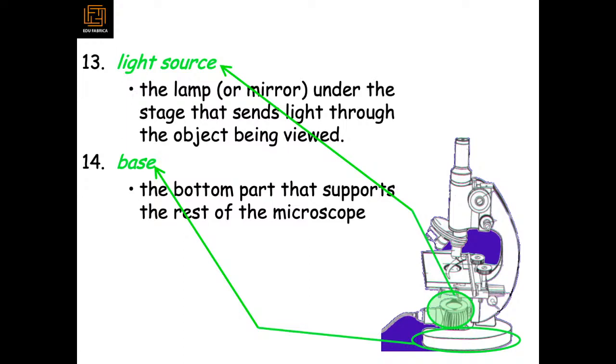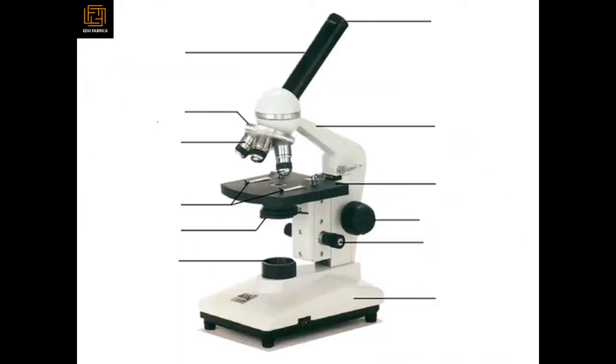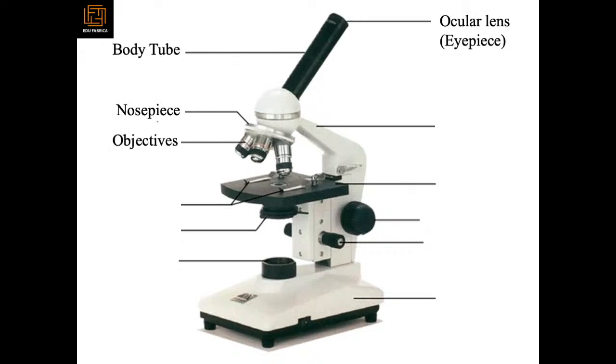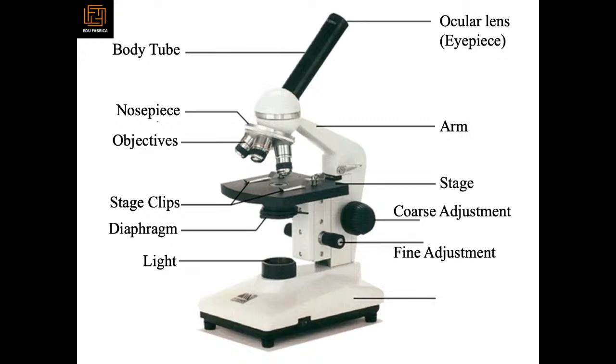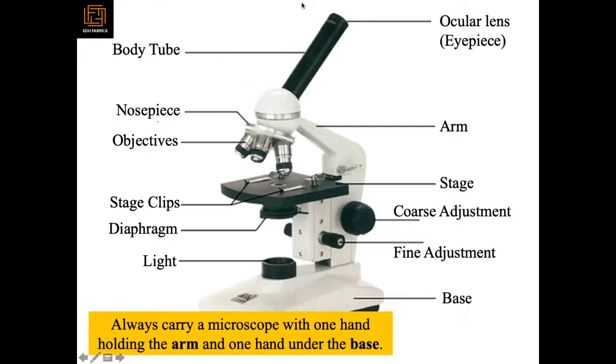Based on this microscope, all your advanced microscopes are made. So this is trivia now. What we have discussed, we will go through one by one. First is your ocular lens, then the body tube, nose piece, objective, stage clips, then the diaphragm, then at the bottom your light source, then the arm, then the stage, then coarse adjustment, fine adjustment, then the base. And from here we hold our microscope; we put our hand in this part.